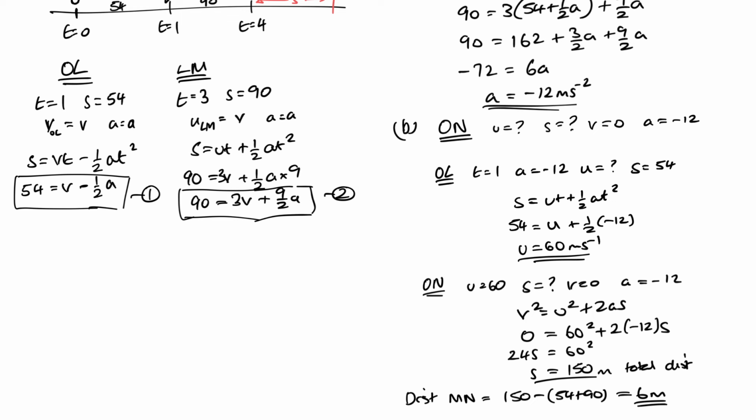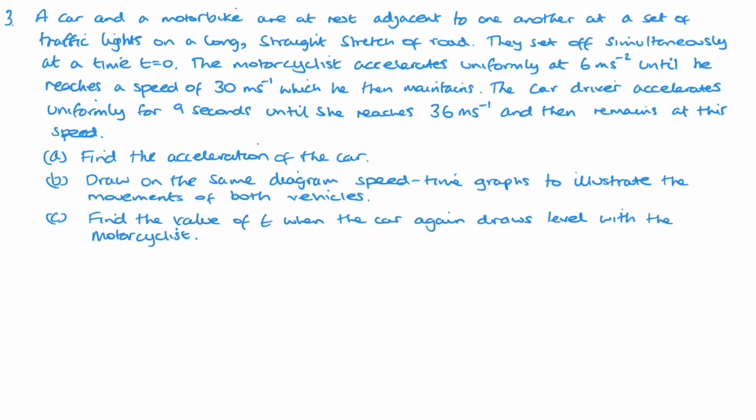And then we're done. So we've got a car and a motorbike at rest adjacent to each other. Adjacent just means next to. Set of traffic lights along a straight stretch of road. Set off the same time at t equals 0. We've got the motorcycle accelerating at 6 meters per second squared until he hits 30, and the car accelerating uniformly for 9 seconds until she hits 36.